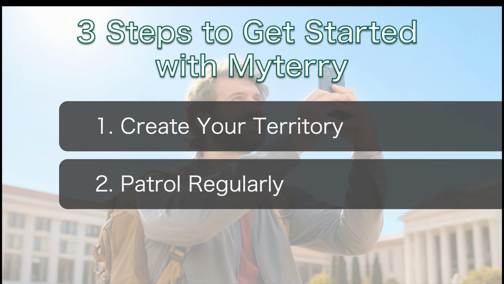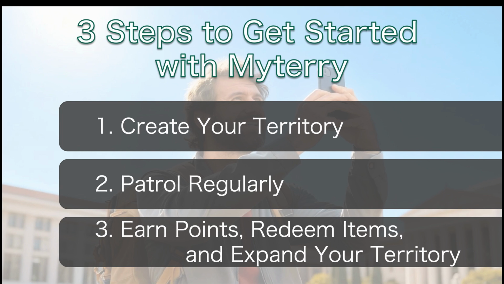Step 2, patrol regularly. Visit those spots on a regular basis to keep your territory alive. And Step 3, earn points, redeem items, and expand your territory. Redeem your points for items and keep expanding your world.